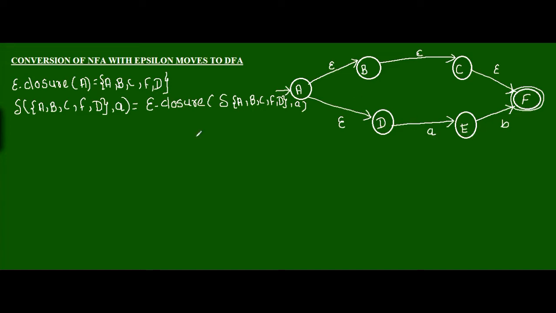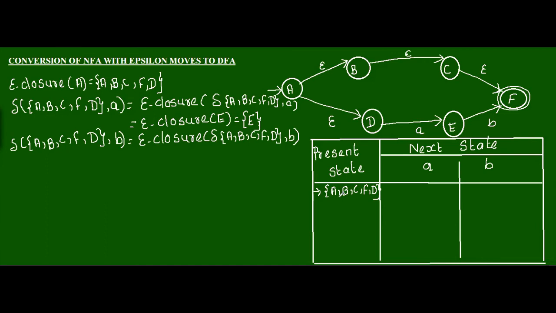D is your present state and small a is your present input. The next state is E, so it is the null closure of E. While we are finding the null closure of any state, we will be writing that same state itself. So I am going to write the same state, that is E. Then from E, if input is null, there is no next state. So I have got only one state, that is E. Simultaneously, I am going to draw the table also. If present state is A, B, C, F and D, and if input is a, the next state is E.